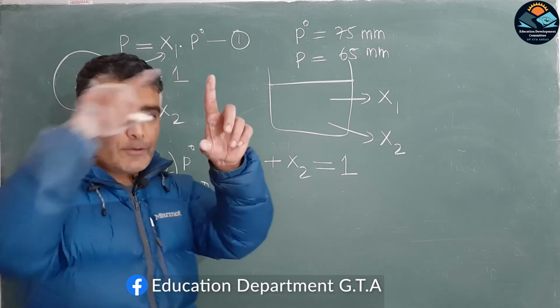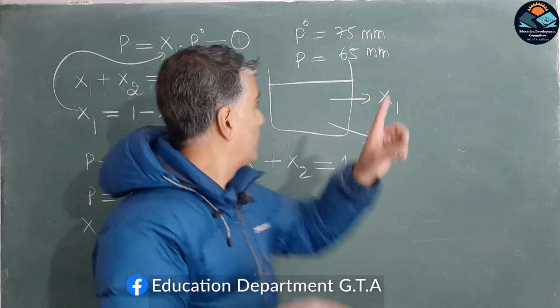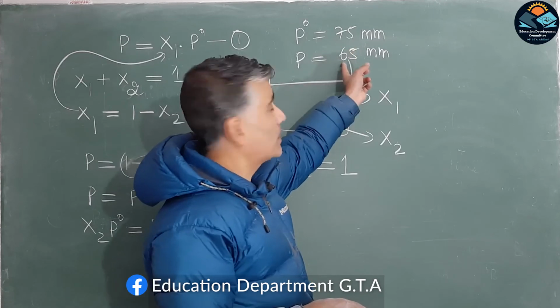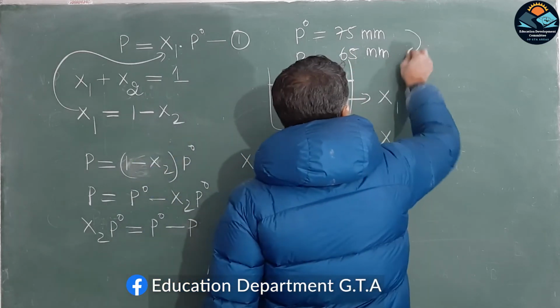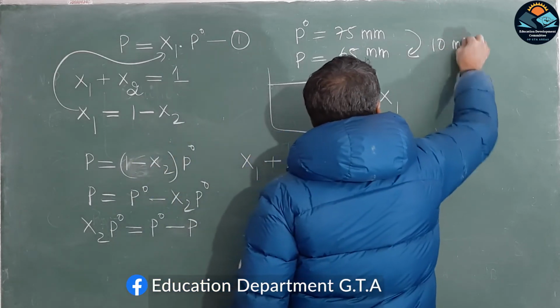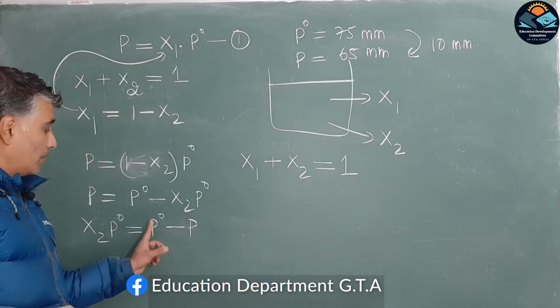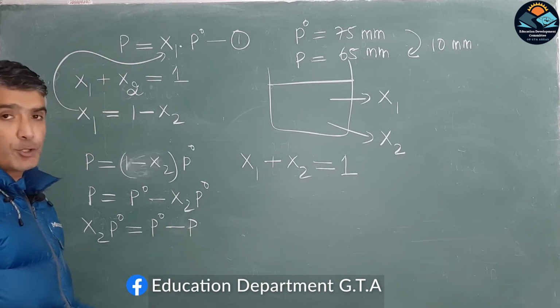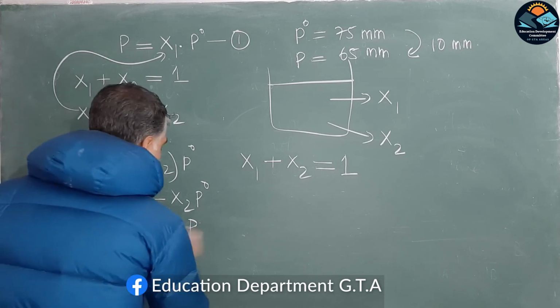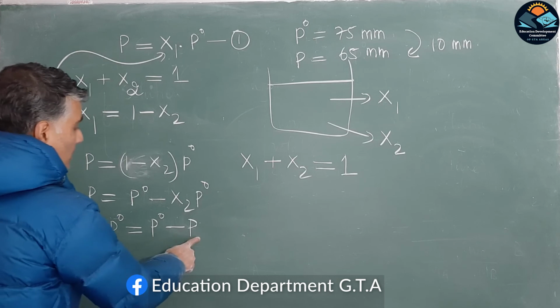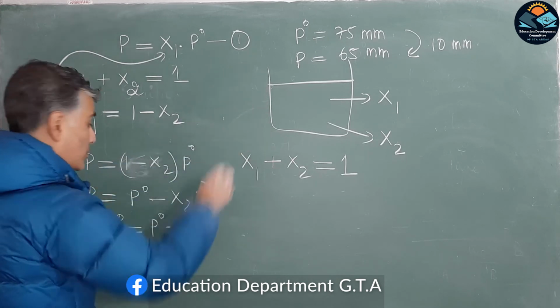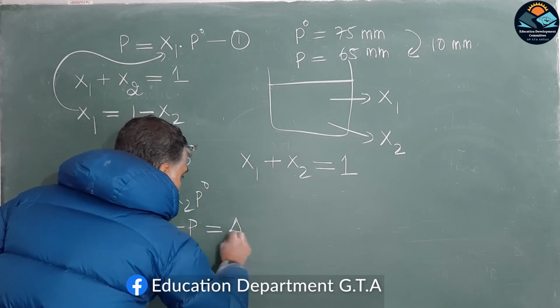Is the amount by which the vapor pressure has lowered. From 75, it has come down to 65. So by what amount has the vapor pressure gone down? By 10 mm. And that 10 mm is the difference of vapor pressure: vapor pressure of the pure liquid minus vapor pressure of the solution. This is known as the lowering of vapor pressure. This gives you the difference by which the vapor pressure goes down, so I can write that as delta P.